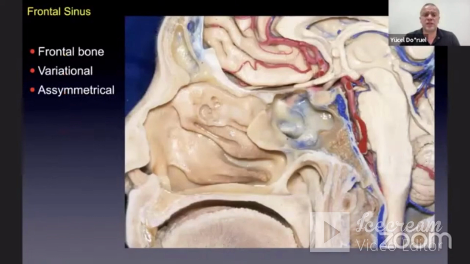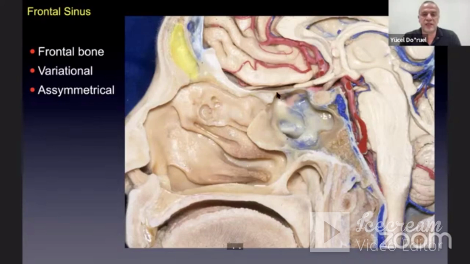The frontal sinus is located in the frontal bone, between the inner and outer tables of the frontal bone, just above the orbit. The frontal sinus is variable, and both left and right sides can vary among individuals or even in the same person. Also, they are asymmetrical. Here in yellow, I highlighted the frontal sinus.